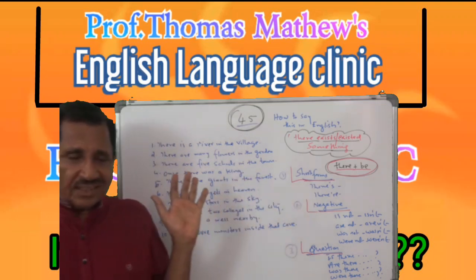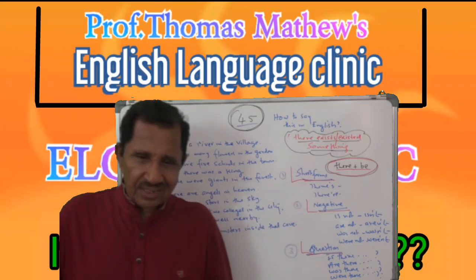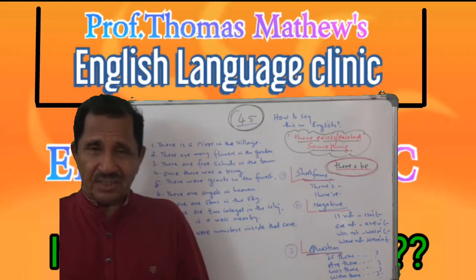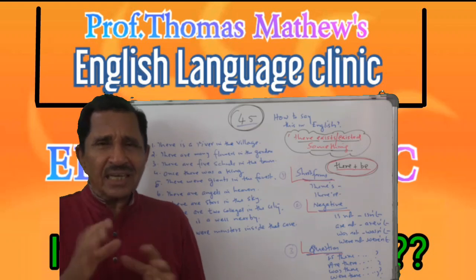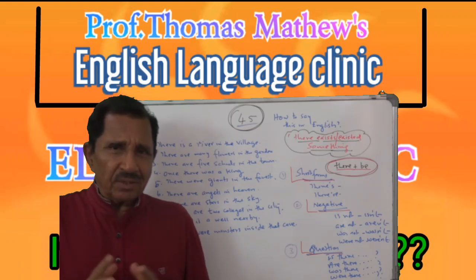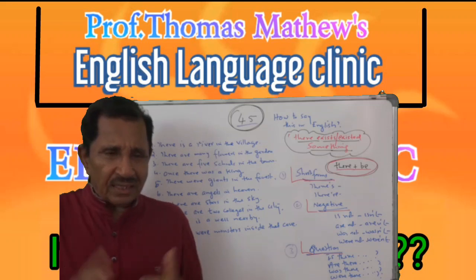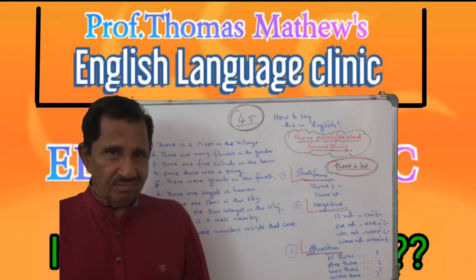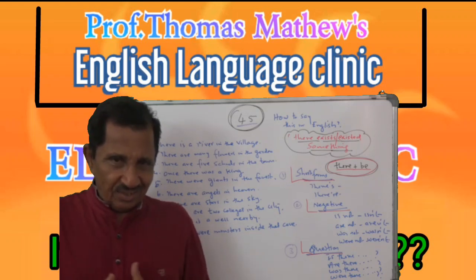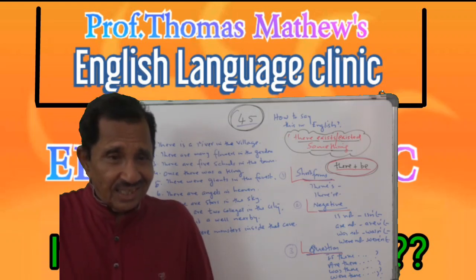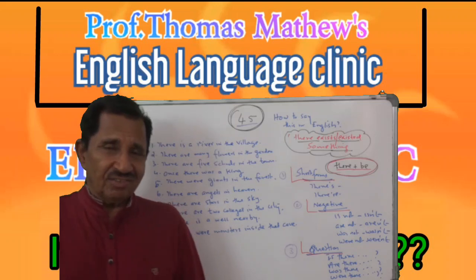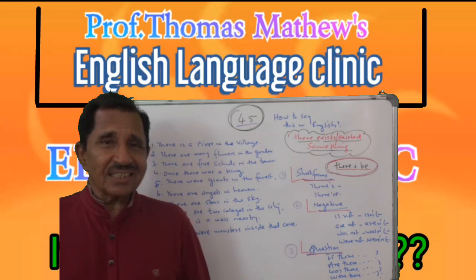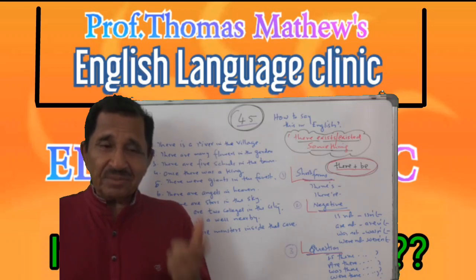See the first sentence. There is a river in the village. So a river is the actual subject. There is only a starting point, a dummy you can say. It has no meaning. The sentence ought to be, a river is there in the village. So the actual subject of the sentence is a river, and it comes after to be.